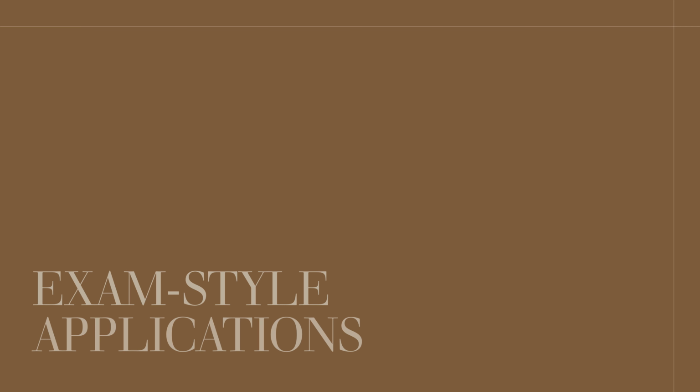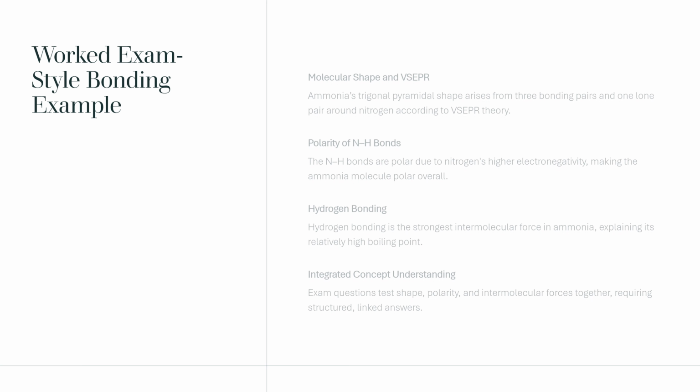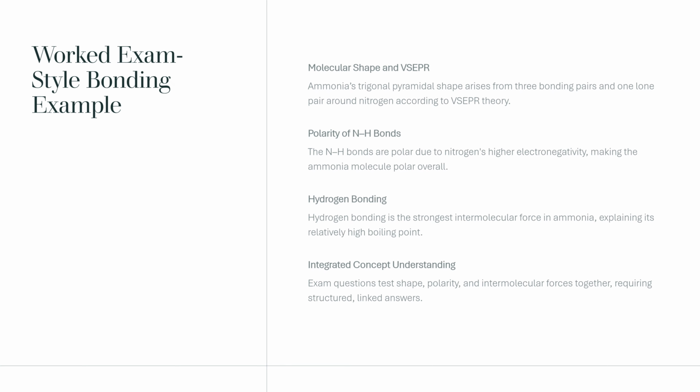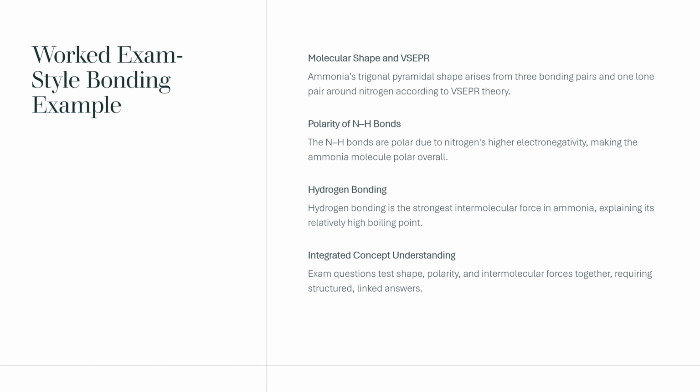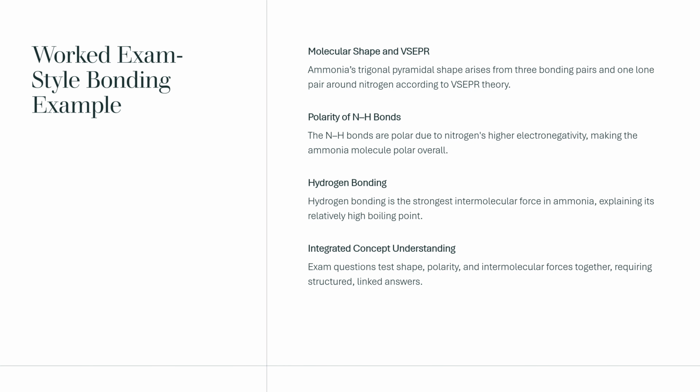The shape of a molecule depends on the number of bonding pairs and lone pairs around the central atom. Electron pairs repel each other and arrange themselves to minimize repulsion, giving predictable molecular shapes. Exam questions often integrate several bonding concepts into one scenario. VSEPR theory is used to identify the shape of ammonia, NH3, with 3 bonding pairs and 1 lone pair around nitrogen, giving a trigonal pyramidal shape with a bond angle of approximately 107 degrees. The N-H bonds are polar due to nitrogen's higher electronegativity, and the molecule is polar overall.